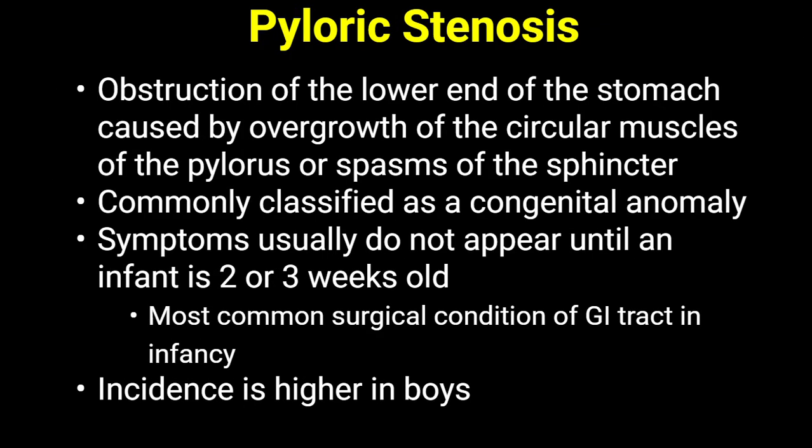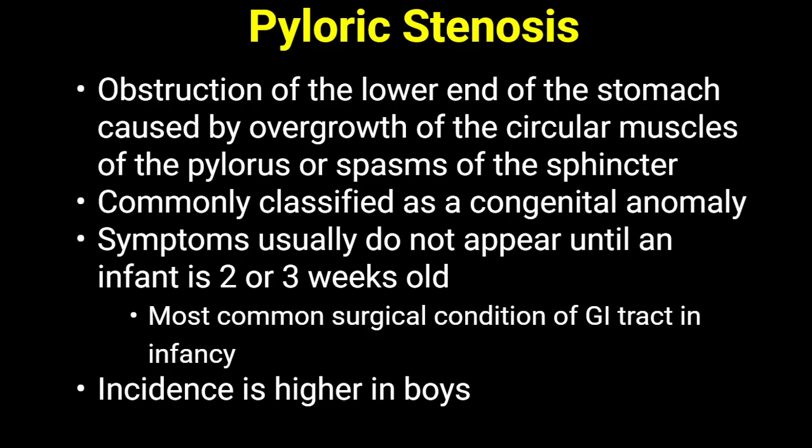Pyloric stenosis is one of the most common gastrointestinal disorders requiring surgery in infancy. It occurs when the pyloric muscle, located between the stomach and the small intestine, becomes abnormally thickened. This narrows the opening, preventing food from emptying from the stomach into the duodenum. Although it is considered a congenital condition, symptoms are usually not present at birth. They typically develop when the infant is 2 to 8 weeks old, as the muscle progressively enlarges. Pyloric stenosis occurs more often in boys, particularly firstborn males, although it can affect any infant.